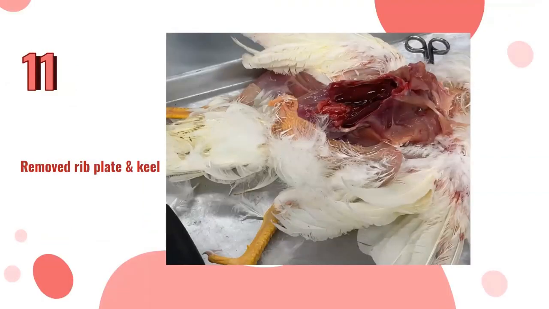This picture was taken after we removed the rib plate and keel. We did this by lifting both the rib plate and keel and cutting any soft tissue attachments and remaining muscles.